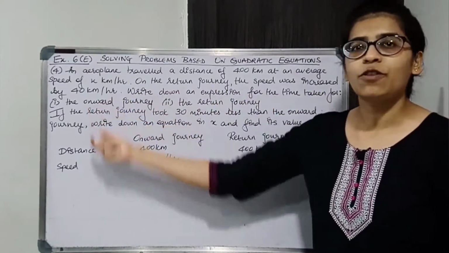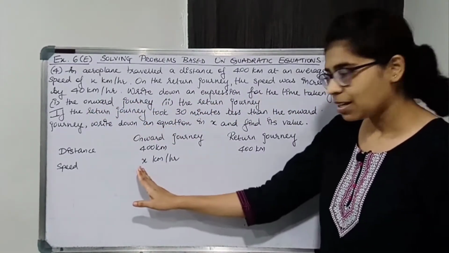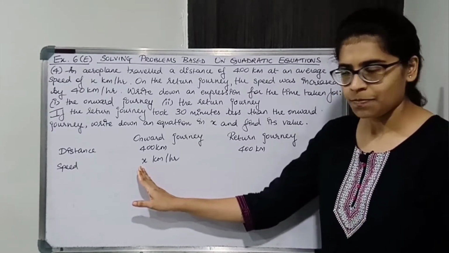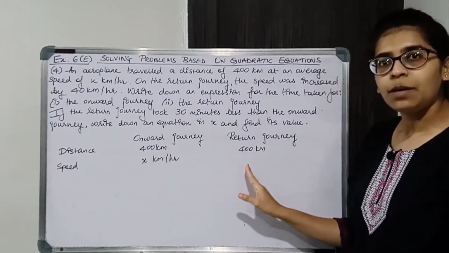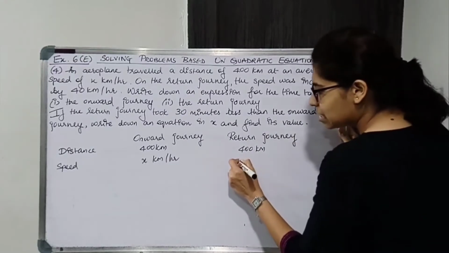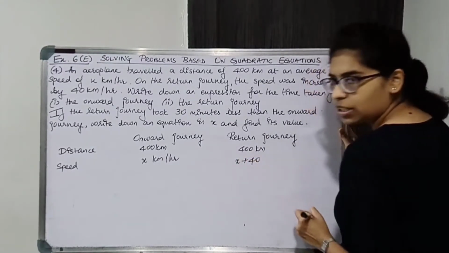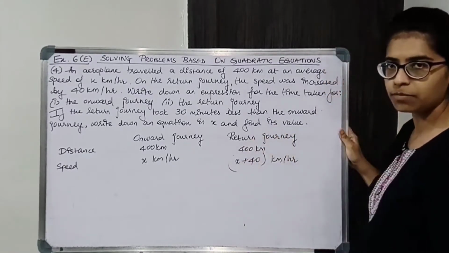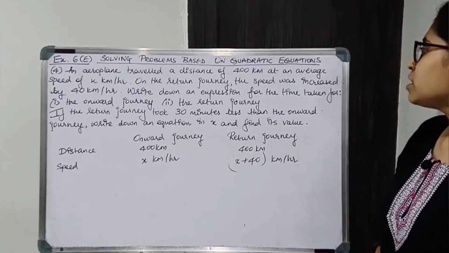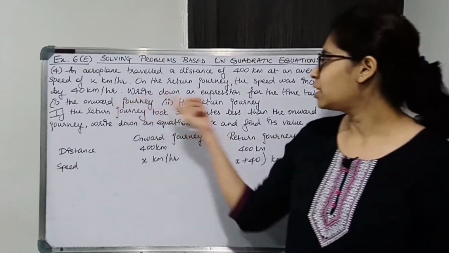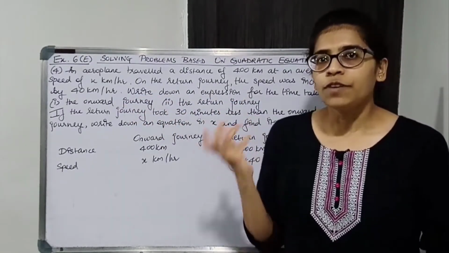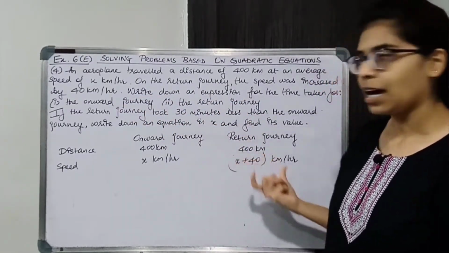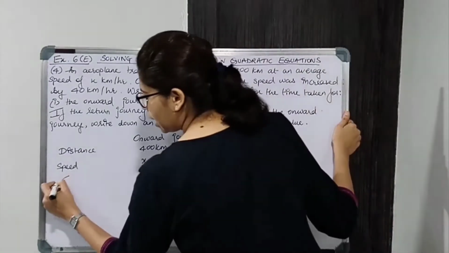Speed is increased by 40. So originally it was x for the onward journey. So over here it will be plus 40, that is x plus 40 km per hour. We have to write down an expression for the time taken for the onward journey and return journey. We have to find out the time taken for onward and return both.